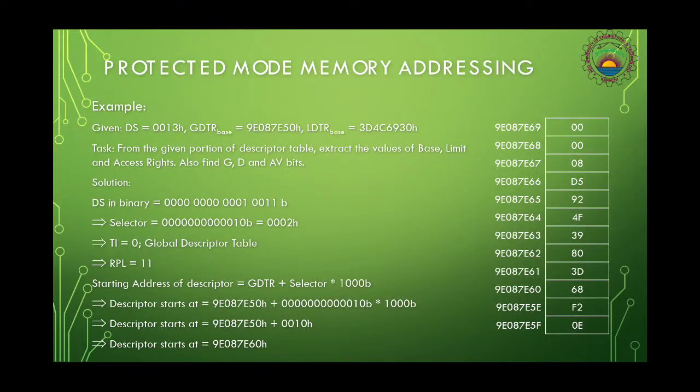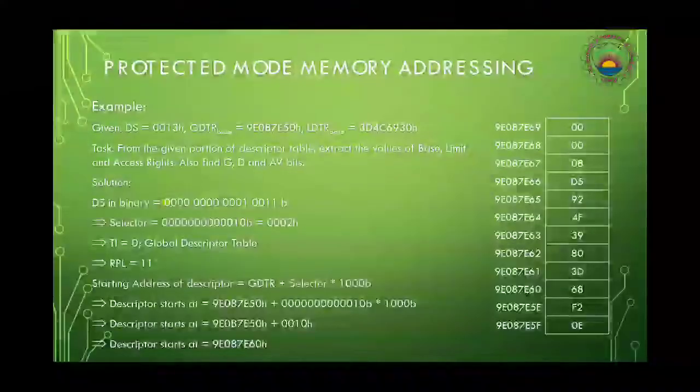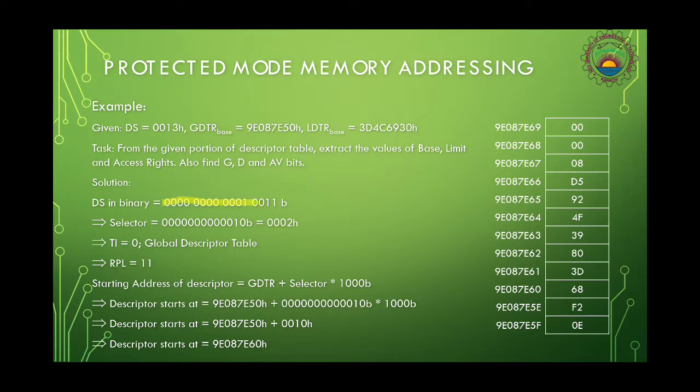So from the given data, first of all we have to write the data segment register in binary. So we have written here the data segment register in binary. That is the binary pattern for data segment: 0000 0000 0001 0011.